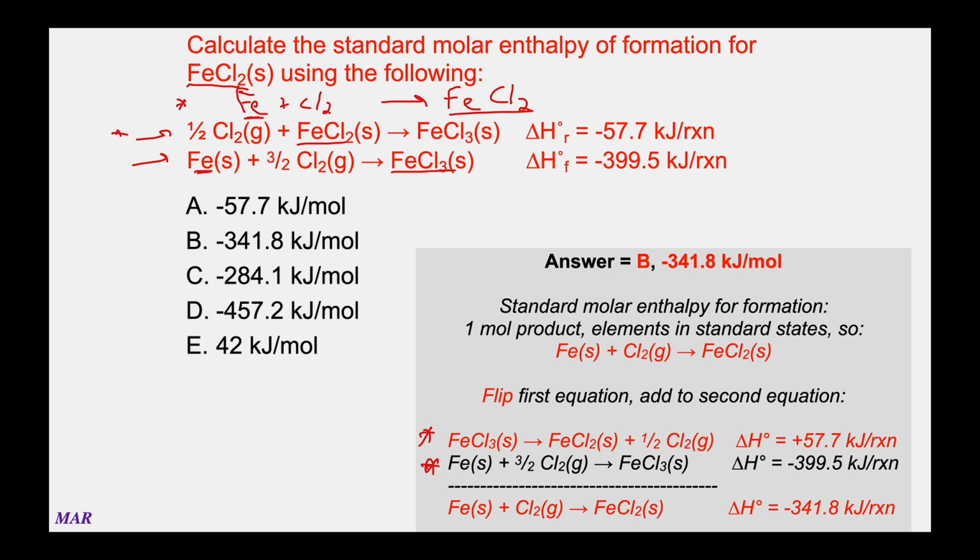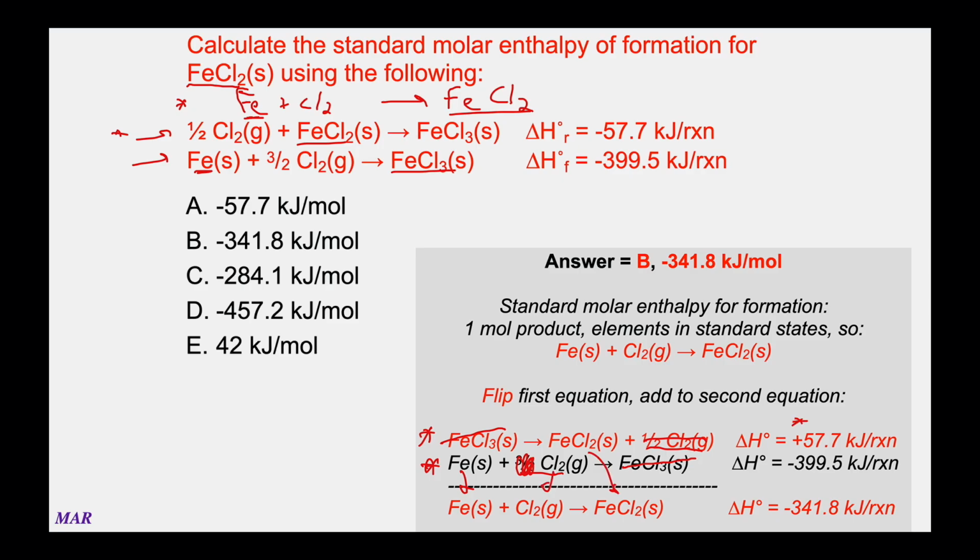The FeCl3 that's a product here will cancel the FeCl3 that's a reactant there when you add these equations together. And also you have 3/2 Cl2 and 1/2 Cl2. Subtracting 1/2 Cl2 from both sides makes that one go away, and you have just 1 Cl2. So the Fe plus Cl2 goes to FeCl2.